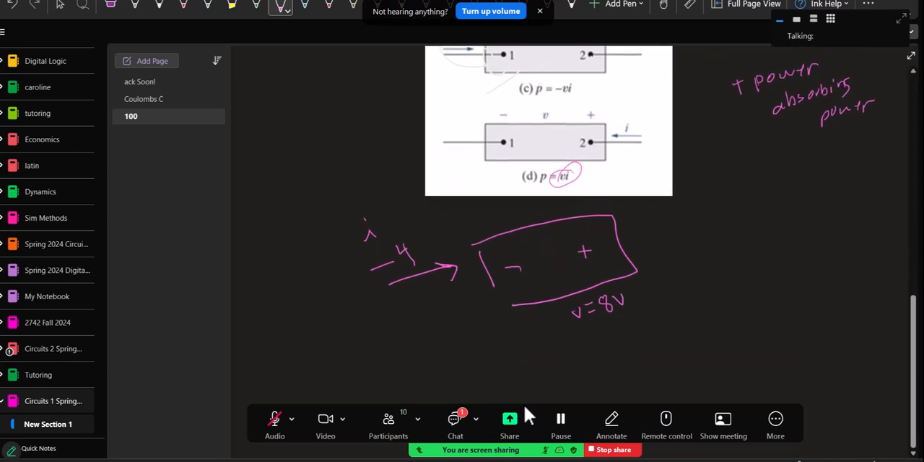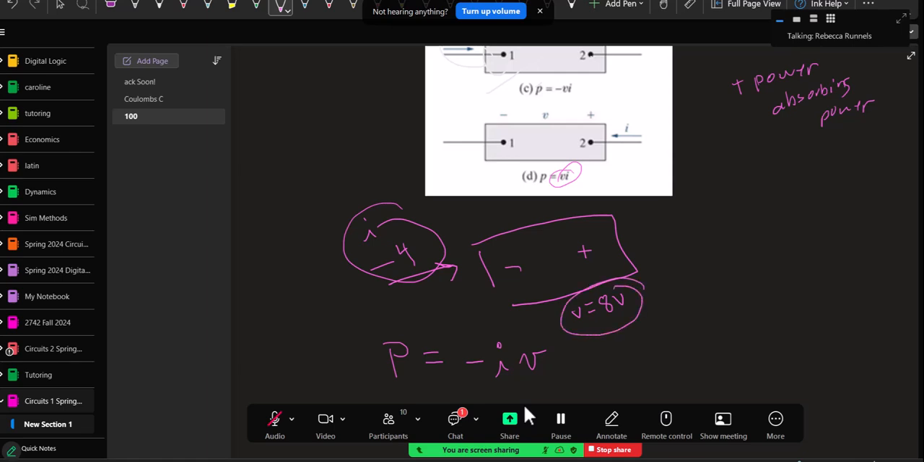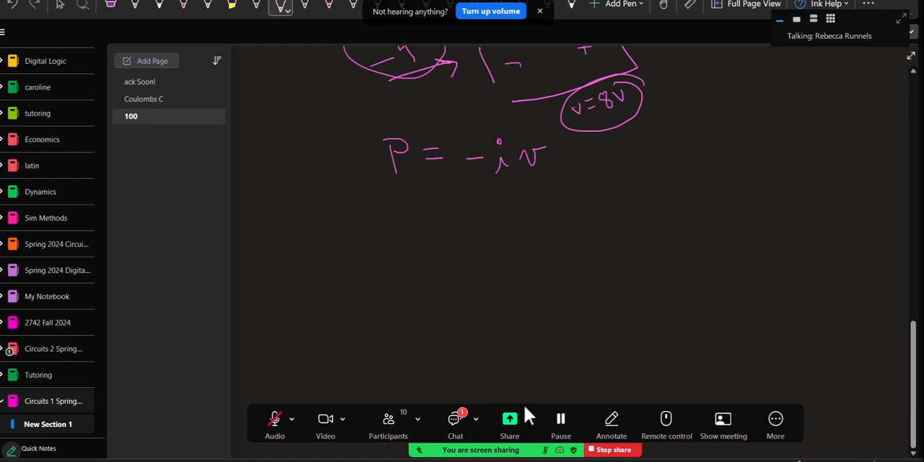So what this means is the power is equal to minus IV because I'm coming into the negative side. When I write this, I don't care if I is positive or negative. I don't care if V is positive or negative. The only thing I care about is that I is entering into the terminal labeled negative. So I've got minus, plus, and I've got I. And I've got some voltage. And so I say power equals minus IV.